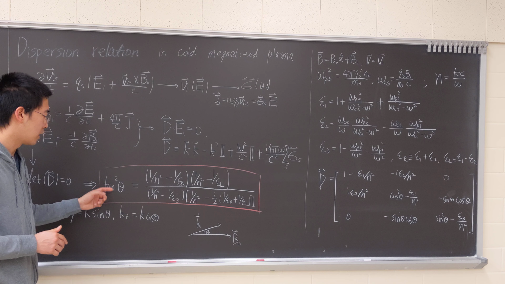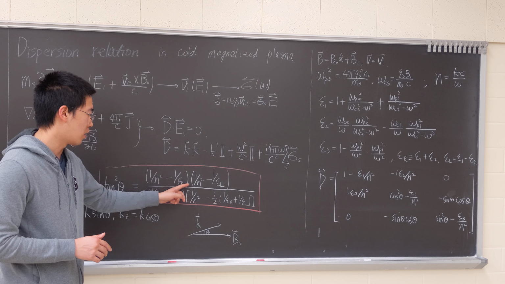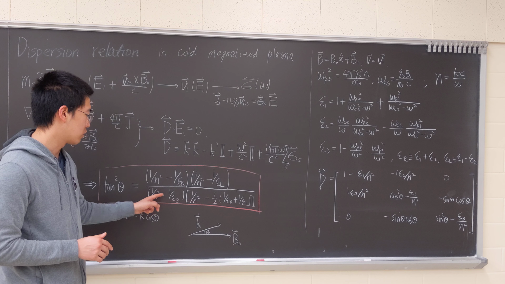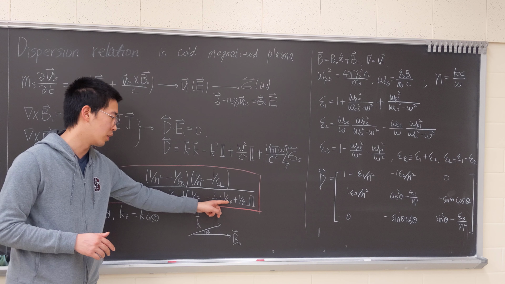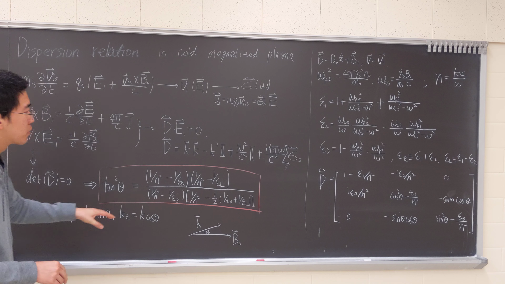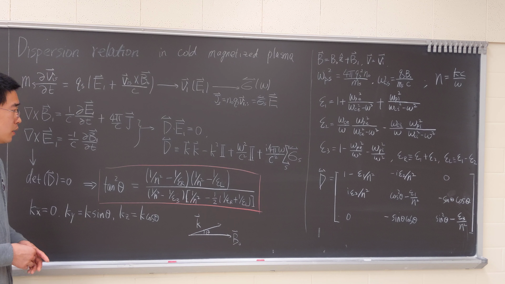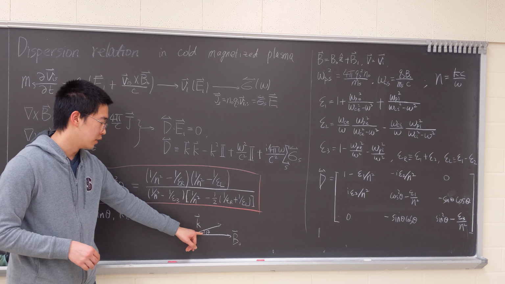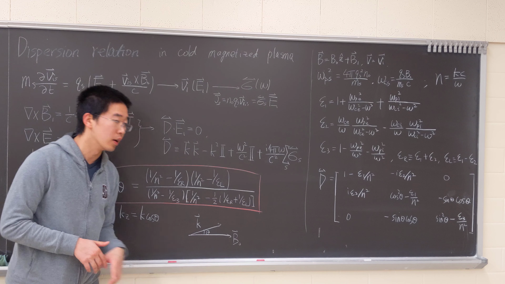tan squared theta equals (1/n squared minus 1/epsilon r)(1/n squared minus 1/epsilon l)(1/n squared minus 1/epsilon 3) over (1/n squared minus a half (1/epsilon r plus 1/epsilon l)). So this expression is in terms of theta. The theta is basically the angle between k and b naught.